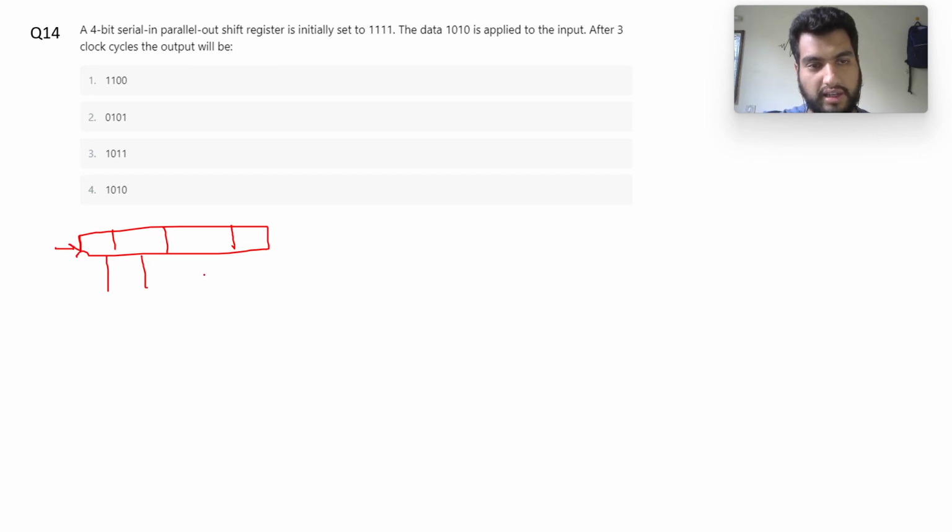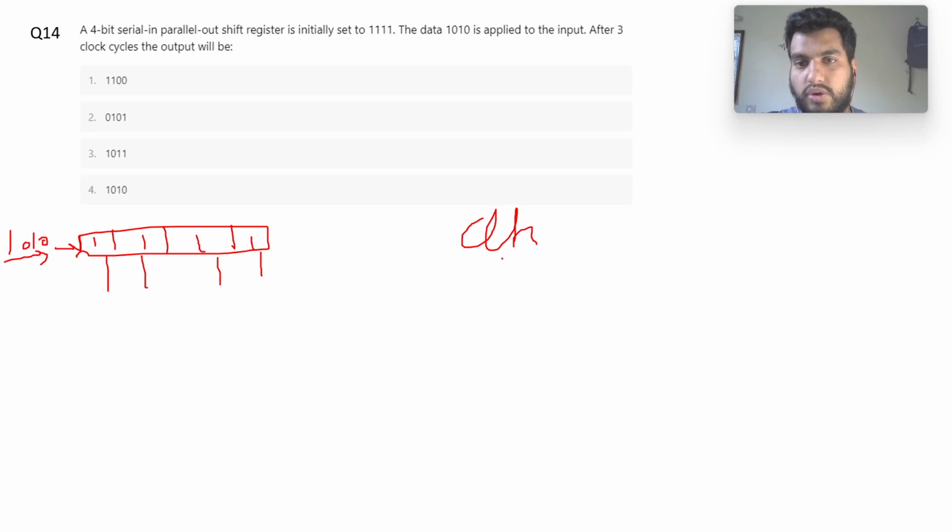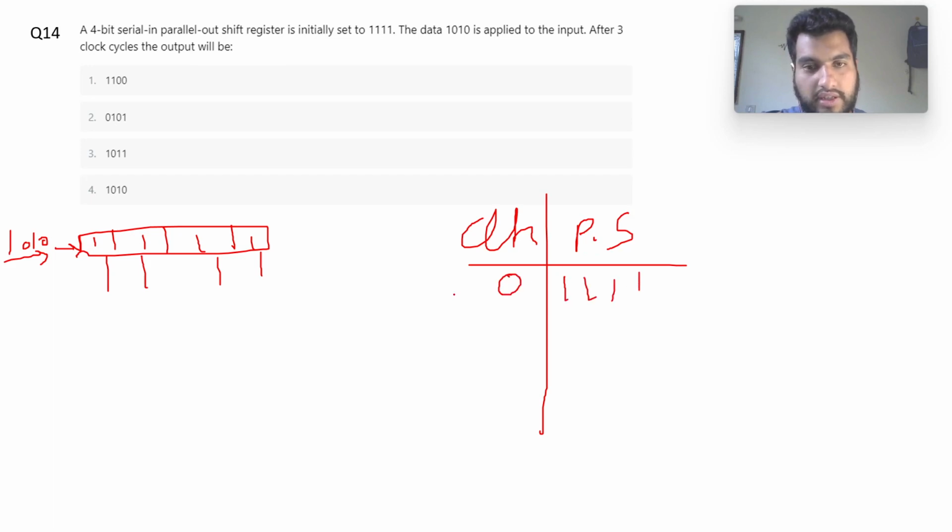A 4-bit serial in parallel output register is initially set to 1111. The data 1010 is applied to the input. After 3 clock cycles, the output will be, so we need to figure out the contents of the register. Here I will have the clock, and here the present state. Initially it was 1111, then I am applying data 1010.